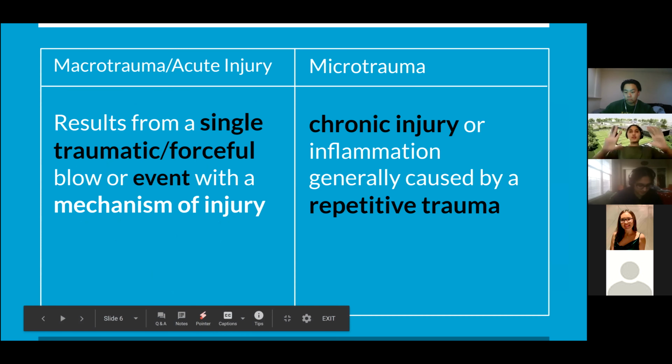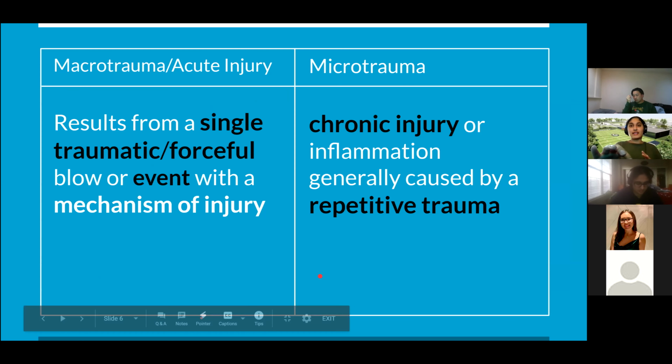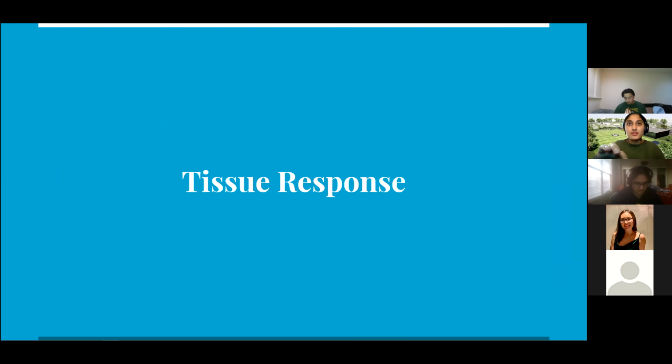Okay, and here in the slide, I just put together this information so you can directly compare the two. Macrotrauma or acute injury, again, results from a single traumatic forceful blow or event, and it will always be associated with some sort of mechanism of injury. Something must have happened to cause that injury directly, right? Microtrauma, on the other hand, is a chronic injury or inflammation that's generally caused by some sort of repetitive trauma. Okay, so that should cover the basics of the different types of injuries you see. We have these two categories of microtrauma and macrotrauma, and they mean different things.